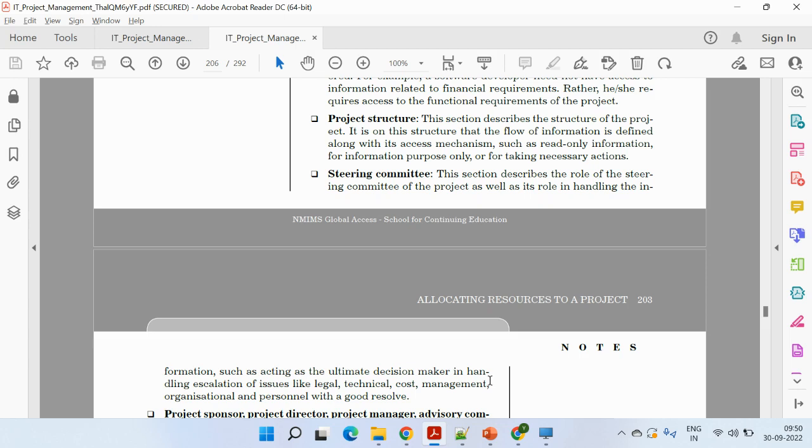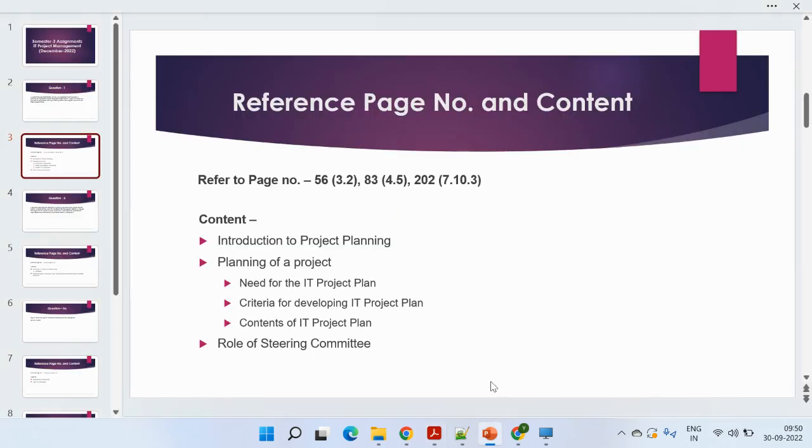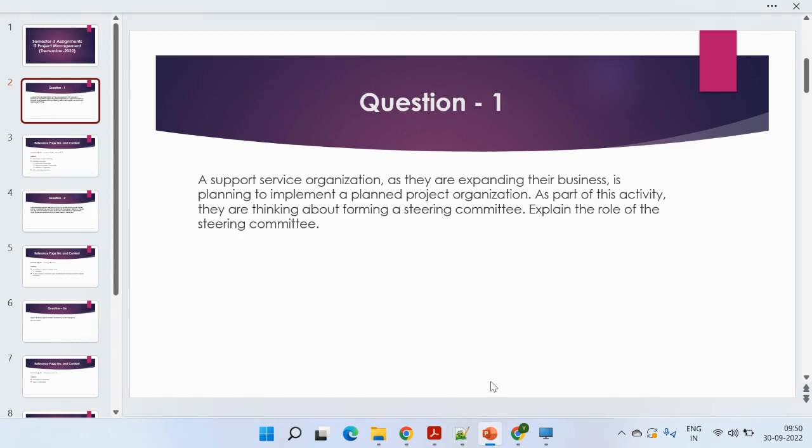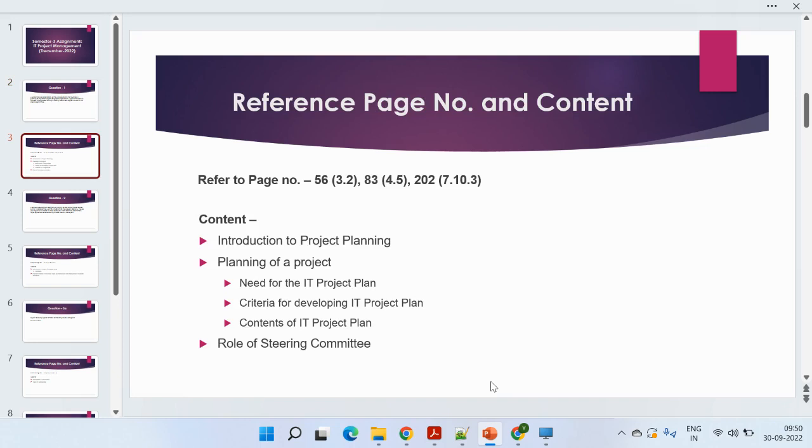You can write one or two liners based on your understanding, or you can google to define the role of the steering committee. But try to write it in your own words based on your experience. Because it's a case study based question, you can't directly write these are the roles. You need to mention that we are talking about a support service organization which is going to be a planned project organization, and how the steering committee will help that particular company. So I think the first question is pretty much clear.